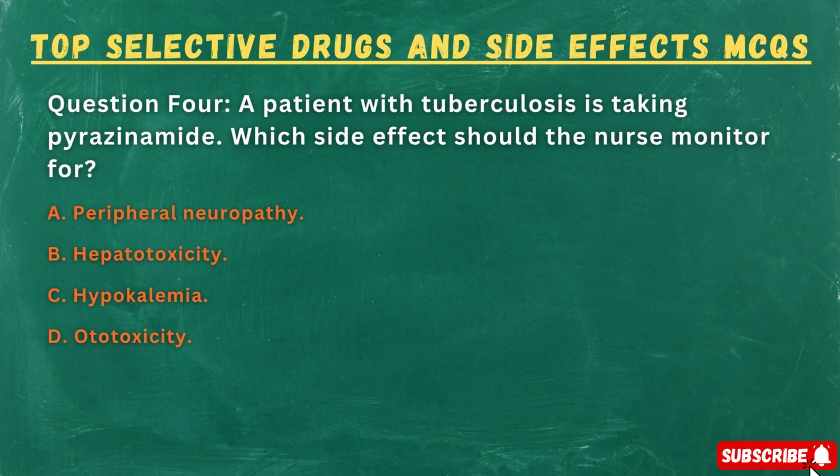Question 4. A patient with tuberculosis is taking pyrazinamide. Which side effect should the nurse monitor for? A. Peripheral neuropathy. B. Hepatotoxicity. C. Hypokalemia. D. Ototoxicity. Answer: B. Hepatotoxicity.